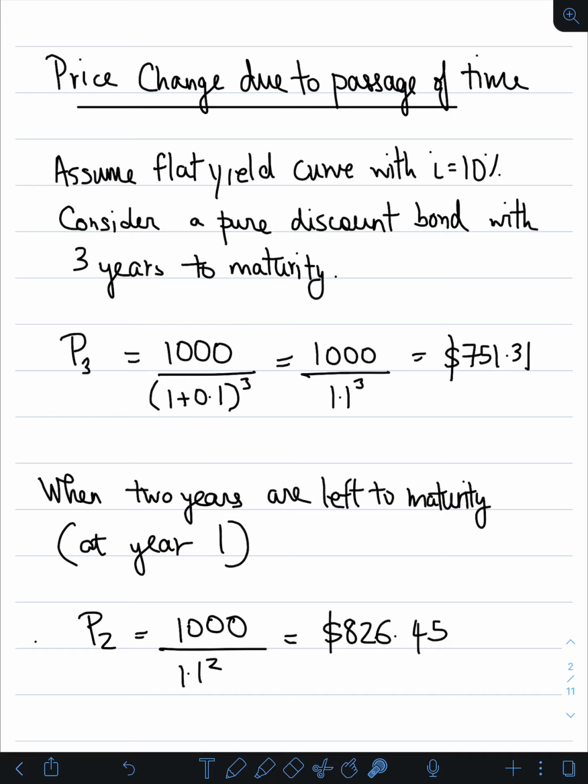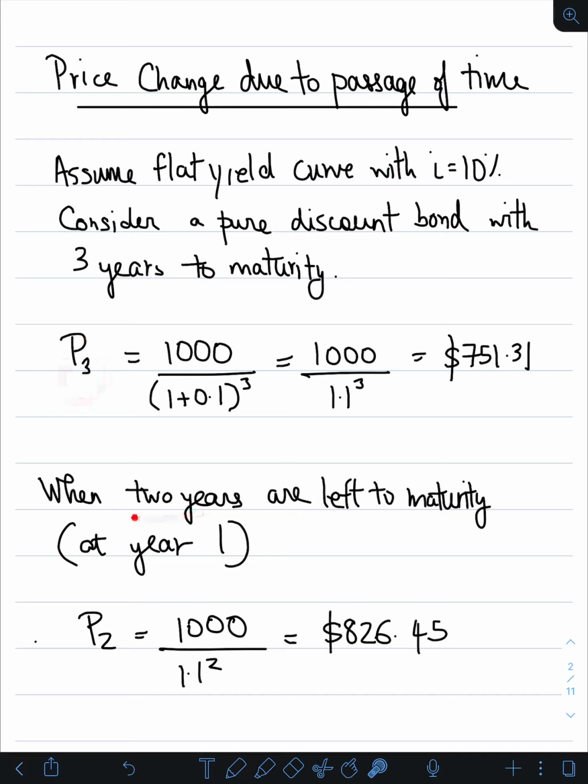Like I said, the formula is the future value divided by 1 plus the interest rate to the power of whatever number of years we have. So future value is 1,000. Interest rate is 10%, which is 0.1. So 1 plus 0.1 raised to the power of 3, because we're discounting 3 years back. That's basically doing 1,000 divided by 1.1 to the power of 3, and that's $751.31. We'd pay $751.31 for that bond if the interest rates are 10% and there were 3 years left to maturity.